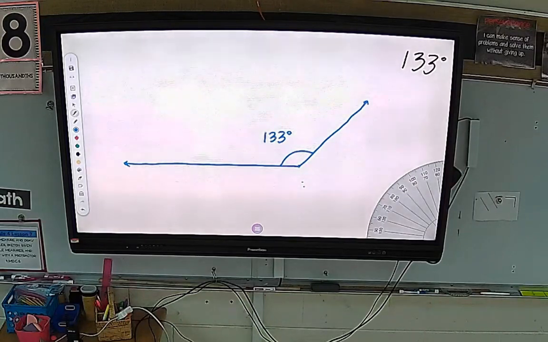Okay, go back and measure that. Your top ray is not in the right place. Now, if you took your paper and you gave it to someone else and they measured this angle, would they get 133 degrees? Yeah, that did it perfectly.